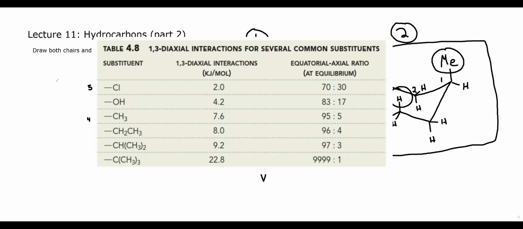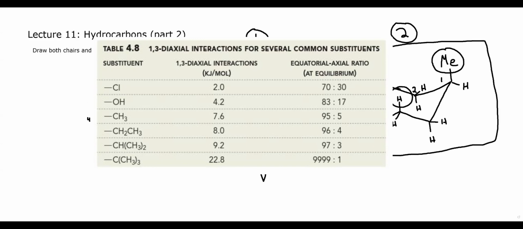Now here's a chart that I'm showing, which shows the relative 1,3 diaxial strain based on the functional group, and you'll notice the general trend that as you increase the size of the group, you increase the 1,3-diaxial strain. Okay, so what this means is that the larger the group you have, the more it wants to be equatorial. Okay, there's more strain associated with a larger group being in the axial position.